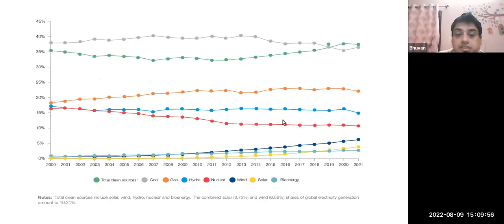So here is a graph that shows how total clean sources have contributed to global electricity generation. From this, you can clearly understand that there is a dip in coal and gas, and there is a steady increase in the combined usage of wind, solar energy, and bioenergy, along with hydro energy. So this graph clearly shows how the various combinations are employed in the renewable sector, and how they are contributing towards global electricity generation.